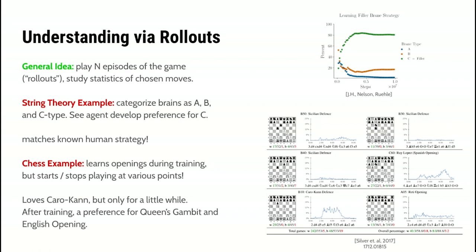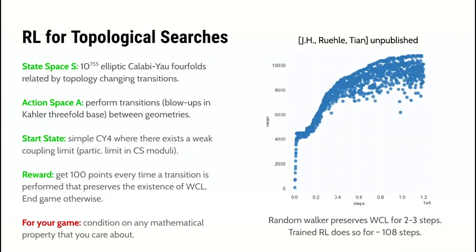So after training, it's not on these plots. It turns out, if you're a chess player, that there's a strong preference for the Queen's Gambit and for the English Opening over 1.e4. So, okay. There's another context, in the context of these elliptic Calabi-Yaus, that I find interesting, but in the interest of time, I'd just like to review and conclude.